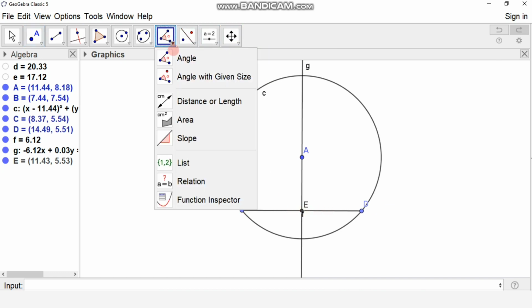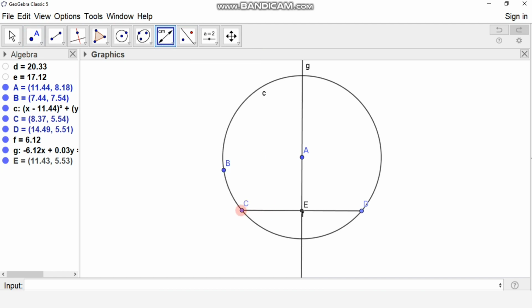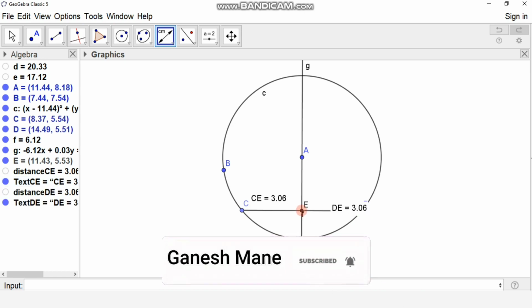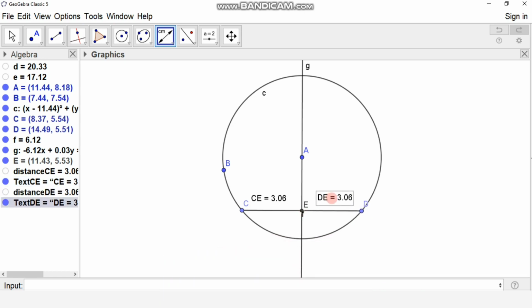We have here the distance or length icon. Click on that. Firstly click on point C and then click on point E to get the distance CE as 3.06. Now we have to measure the distance ED. So for that click on point D, then on point E to get the distance DE as 3.06. So as we can observe here, CE is 3.06 and DE is also 3.06. That means CE is equal to DE.